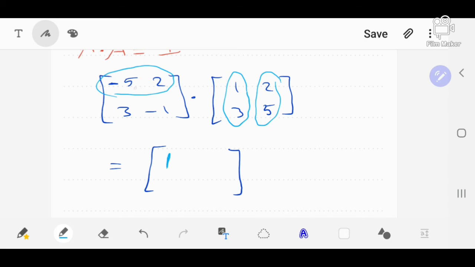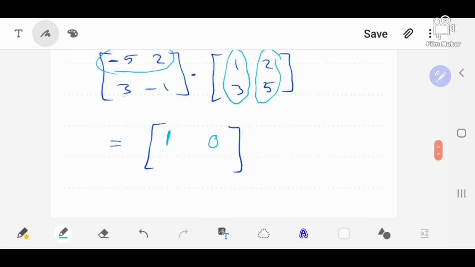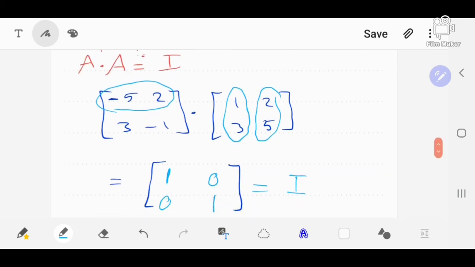Same thing for the second row. 3 times 1, that's 3. Negative 1 times 3, that's negative 3, so 3 minus 3 is 0. Negative 1 times 2, 3 times 2, that's 6. Negative 1 times 5, that's negative 5. So 6 minus 5, that's 1, which is the identity. And actually that goes with the definition that we said about the inverse and identity. So the same concept applies also for matrices.